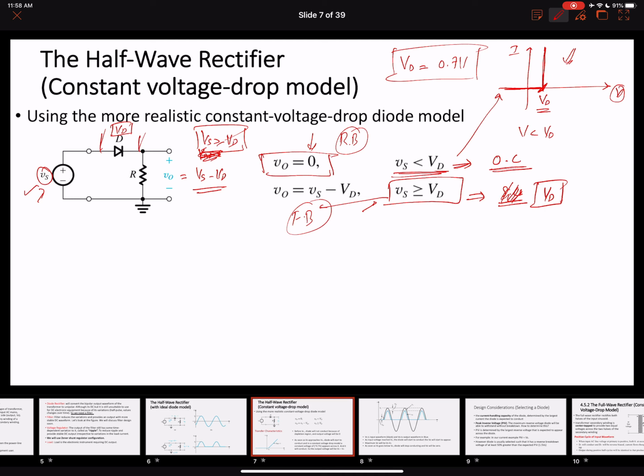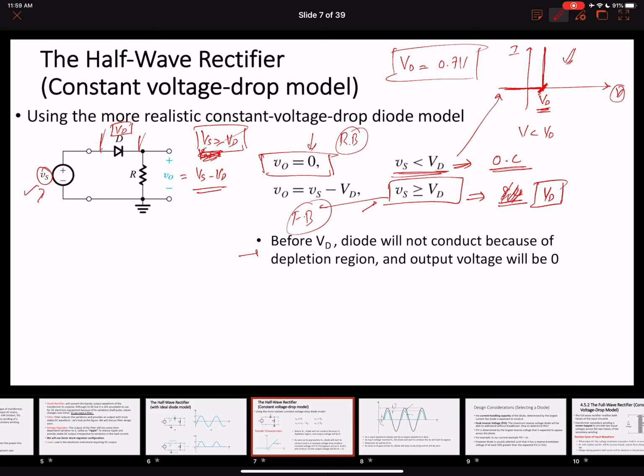In the forward bias condition, the drop will appear when our voltage becomes equal to or greater than this VD value, which is normally 0.7 volts for silicon-based PN junctions. This means that 0.7 volts will appear across the diode in that case, and the output voltage will become Vs minus VD.